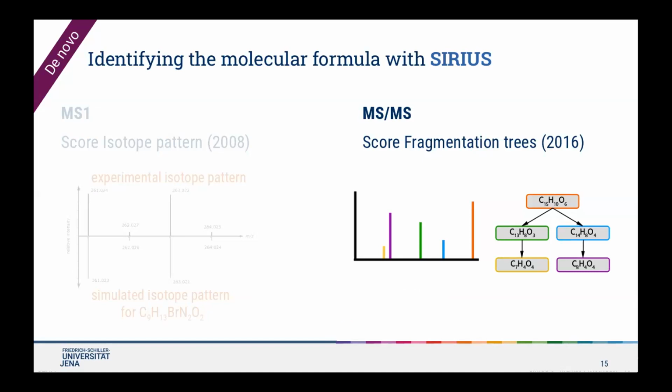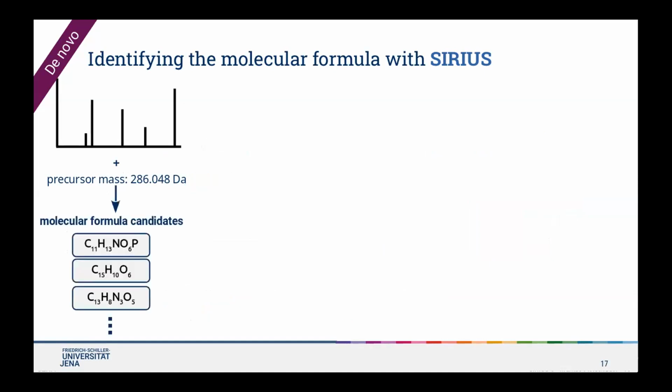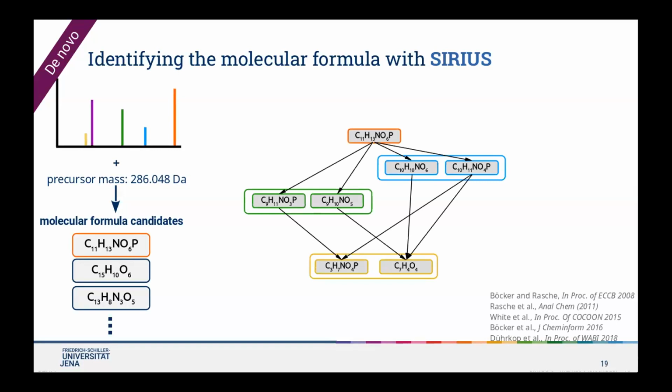As you see, we have our spectrum and our precursor mass, and usually we now, as I explained, generate this list of molecular formulas. And for each of these possible molecular formulas, we now try to find a fragmentation tree, because this fragmentation tree gives us a score for ranking the molecular formulas. So for every tree, we start with this putative precursor formula and put it at the top of this graph-like structure.